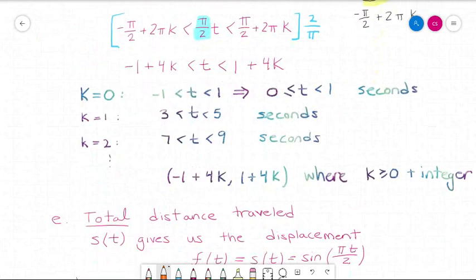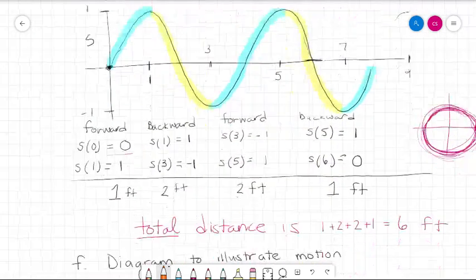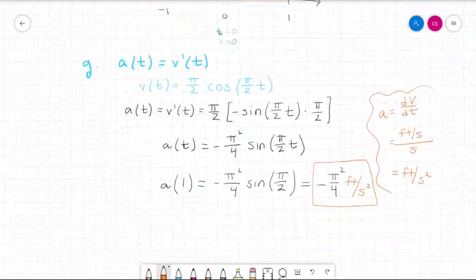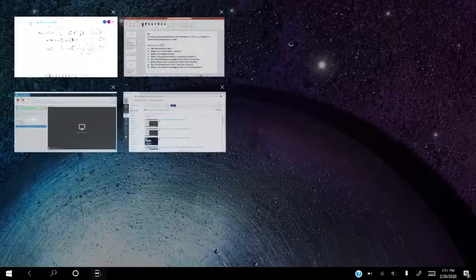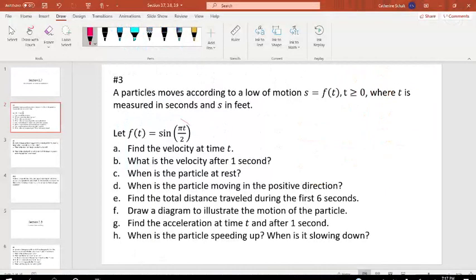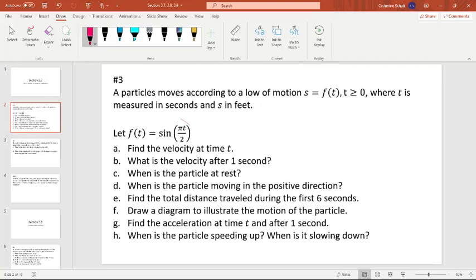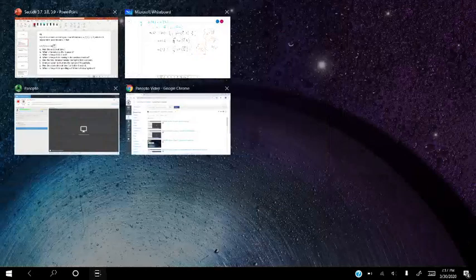Okay, so where does that lead us? Whoosh, this is a long problem, isn't it? Okay, so that kind of talks about the next problem, the final part of this problem. When is the particle speeding up and when is it slowing down? So we kind of just introduced that concept, right?